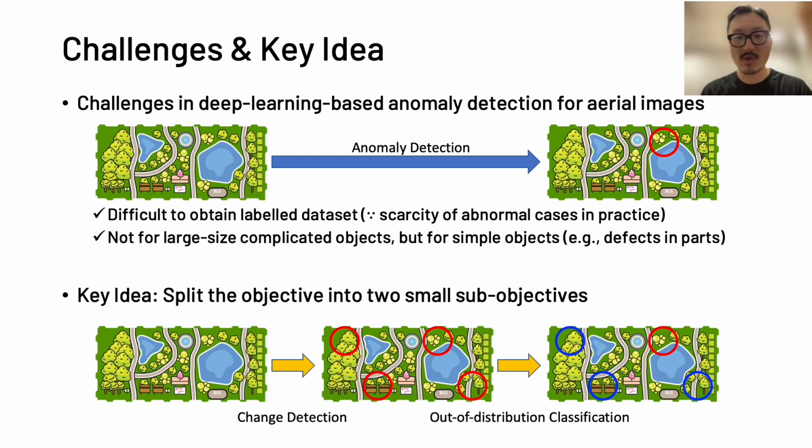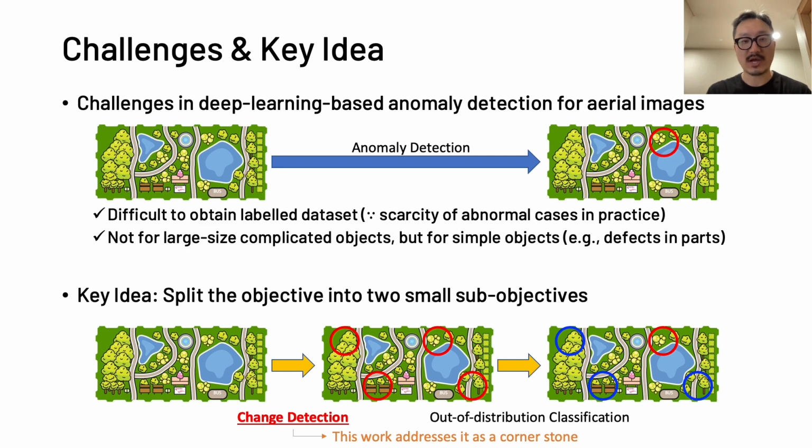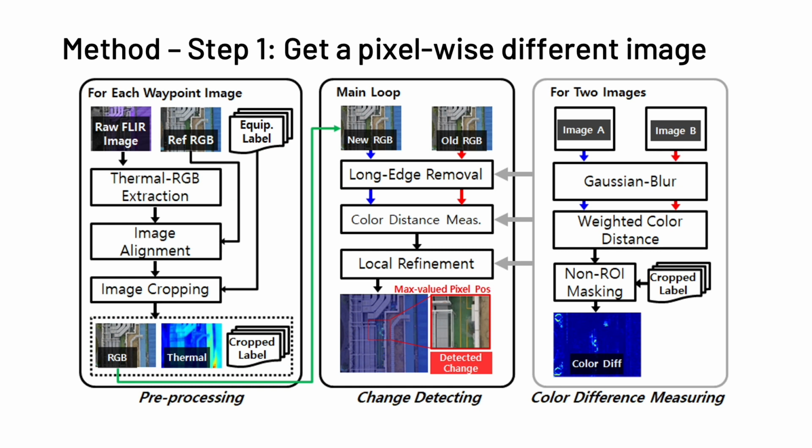Therefore, in the second problem, using the detected changes as training data, we aim to develop a neural network that can classify what is the thing that we have not seen before. Then the unseen change can be classified as abnormal. In this work, we address the first part of the problem as a building block.